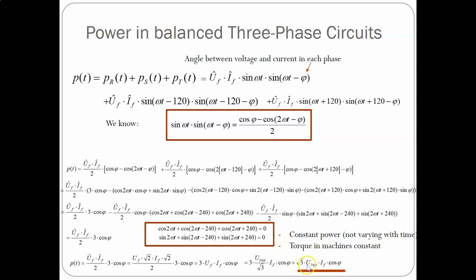Square root of 3 times the line-to-line voltage U and the phasor current, times the cosine of phi. So this implies that we have constant power. It's not varying with time, and that is also why torque in machines is kept constant. It will not vary with time due to this.